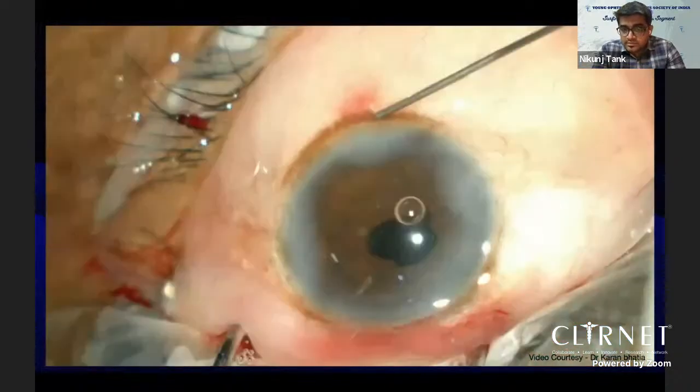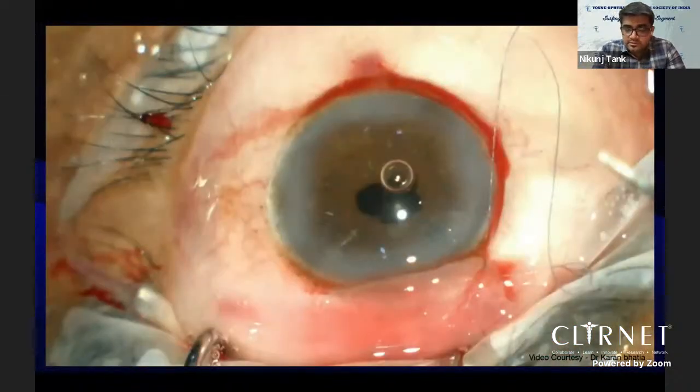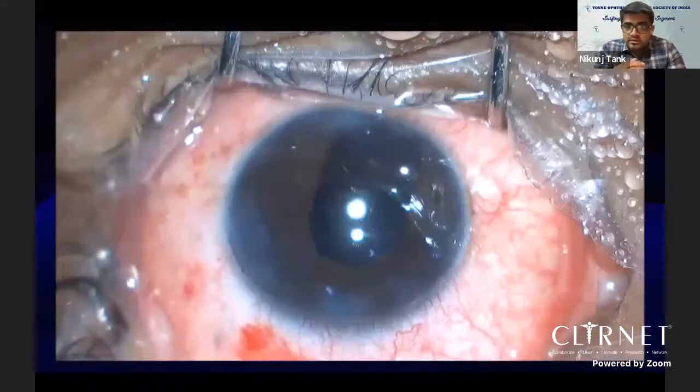An important thing is to do a surgical PI in these cases, because if a surgical PI is not done, it can lead to pupillary block and cause a rise of intraocular pressure. Another important thing is to do a thorough anterior vitrectomy, which I'm not going to discuss because it has already been discussed and will be discussed more by my other colleagues. So this is another case.